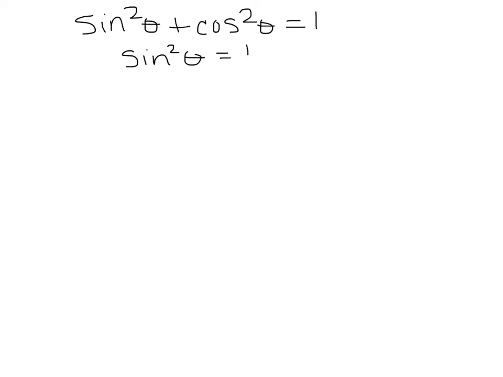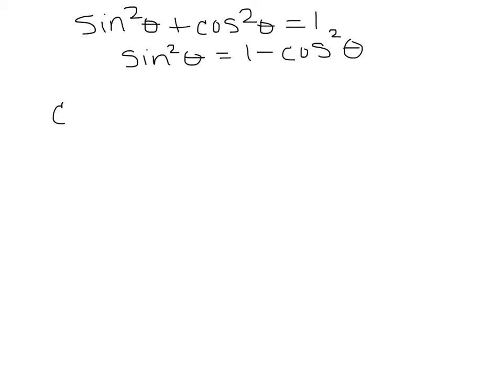We have that the sine squared of theta plus the cosine squared of theta is equal to 1. If I subtract the cosine squared to the other side, I can find out that the sine squared of theta is equal to 1 minus cosine squared of theta. Now, I can replace the sine squared x in this problem with 1 minus cosine squared x. That will give me an equation all in cosines.